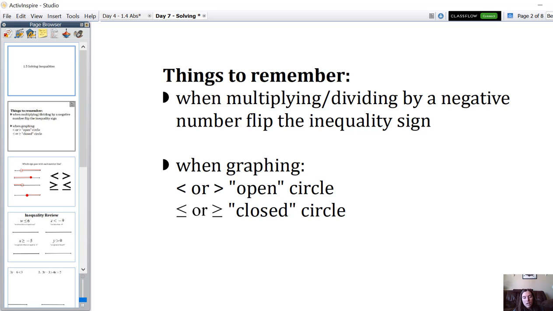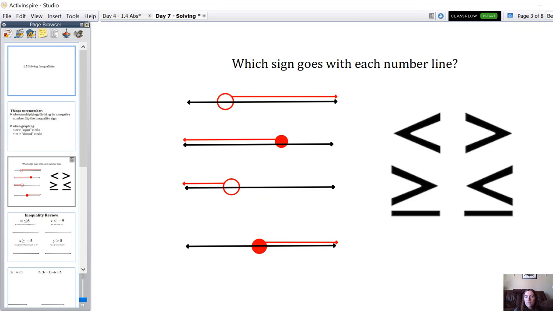When we're graphing inequalities, if you see these arrows meaning strictly less than and strictly greater than, we're going to have an open circle on our graph. If we see the sign that says something like less than or equal to or greater than or equal to, then we're going to have a closed circle on our graph. But again, let's just go over some of the basics of inequalities first.